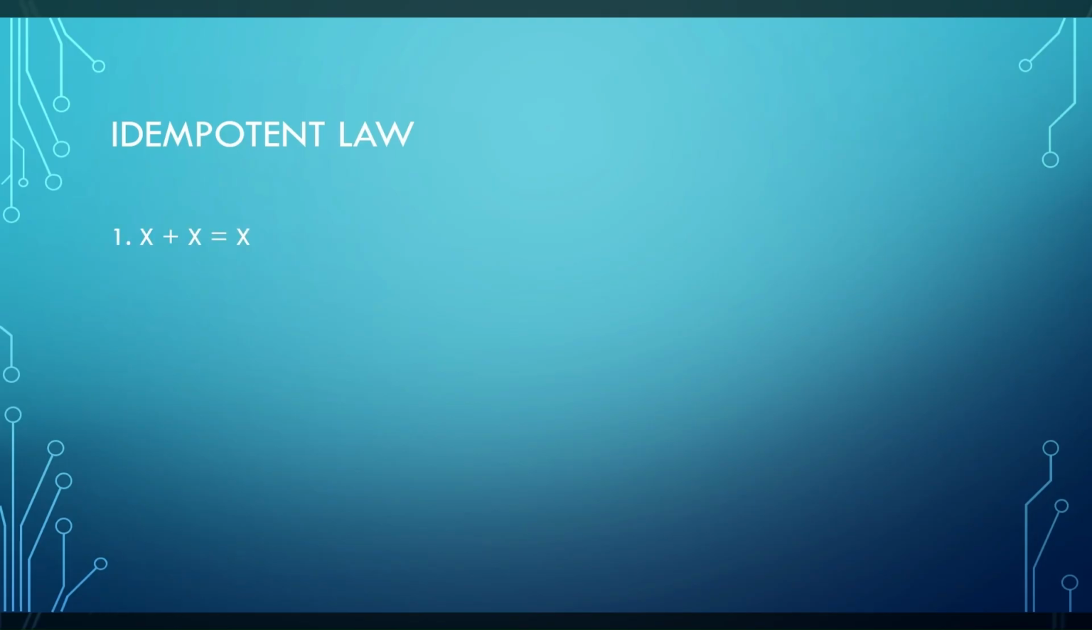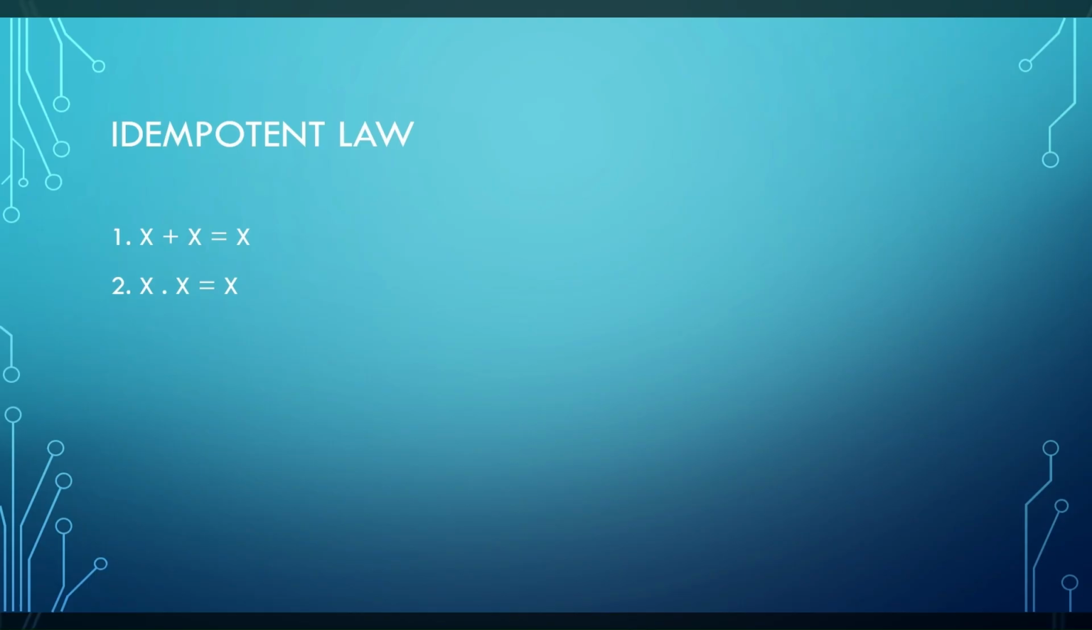Second law is idempotent law. It states that x plus x equals x. See, if we do 0 plus 0, it gives output as 0. Both the values of x should be the same. That's why it gives the output as x. And the next is that any number multiplied by itself also gives the same number. See, 0 into 0 is 0. Similarly, 1 into 1 is 1. So that law also behaves the same way. So this is idempotent law.